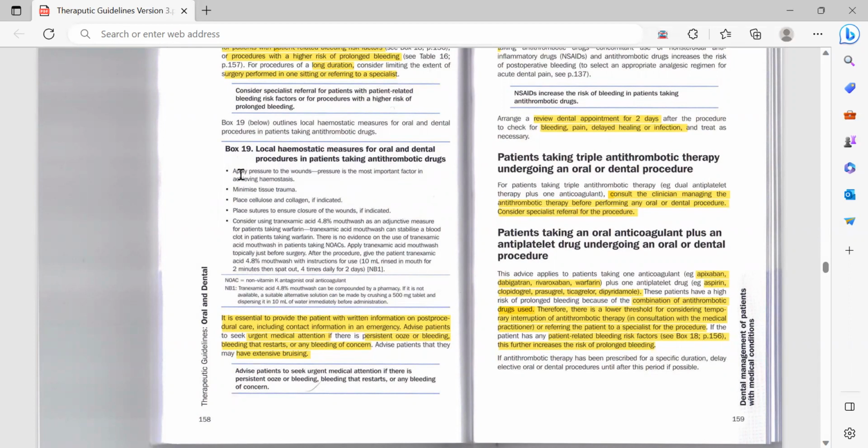First is apply pressure to the wound. When you take the tooth out, you just put the gauze there and you ask the patient to bite on it as hard as they can, because the pressure is the most important factor in achieving the hemostasis. Then if there is less tissue trauma, the healing would occur more easily as compared to a very traumatic site.